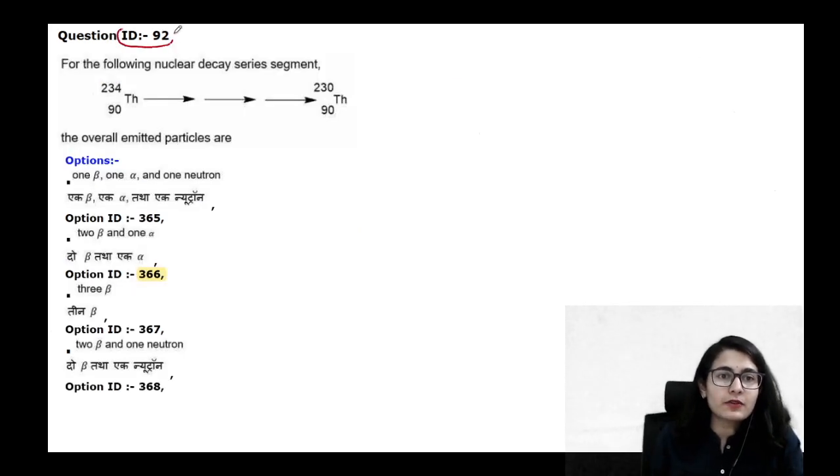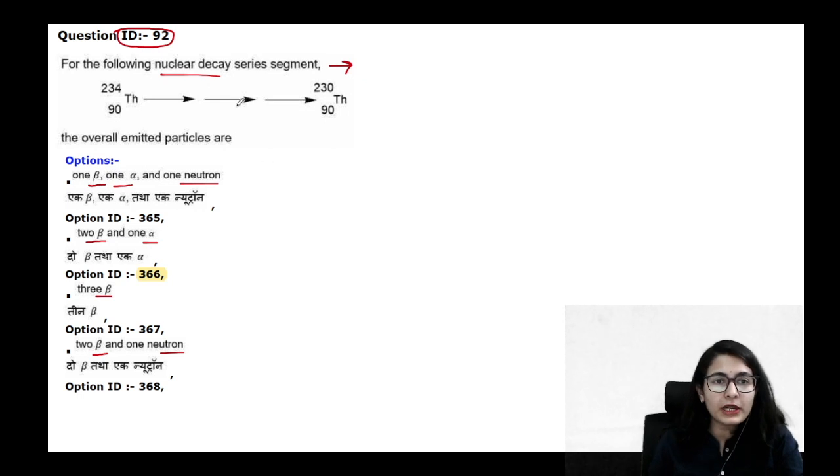Question number 92. This was also a very simple question from radioactivity, for the following nuclear decay series segment. So 234 changes to 230 and 90 is still 90. What are you going to do from all of these combinations? 1 beta, 1 alpha and 1 neutron; 2 beta and 1 alpha; 3 beta; 2 beta and 1 neutron. So basically, guys, a beta particle is 0 and -1, so when you emit it, you are adding +1 to the atomic number.